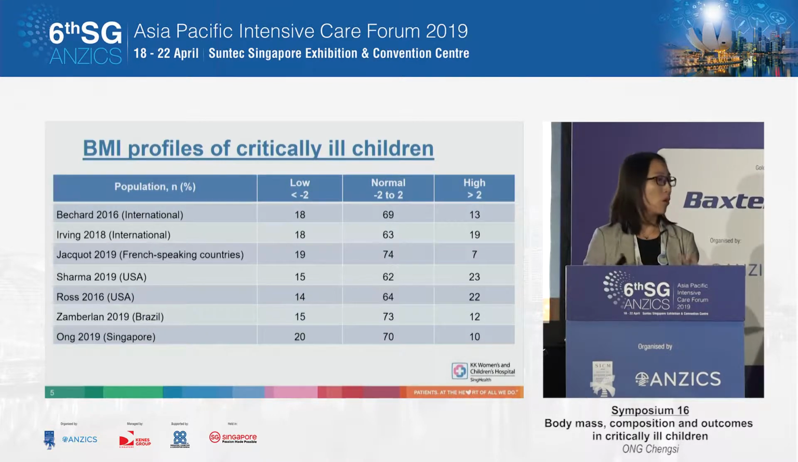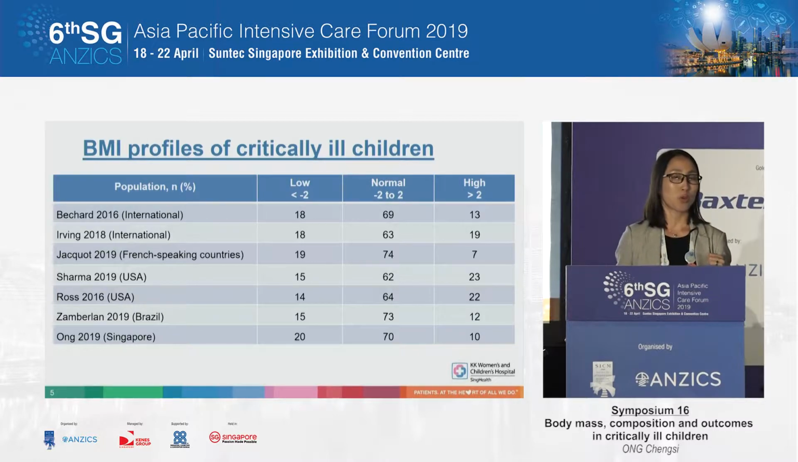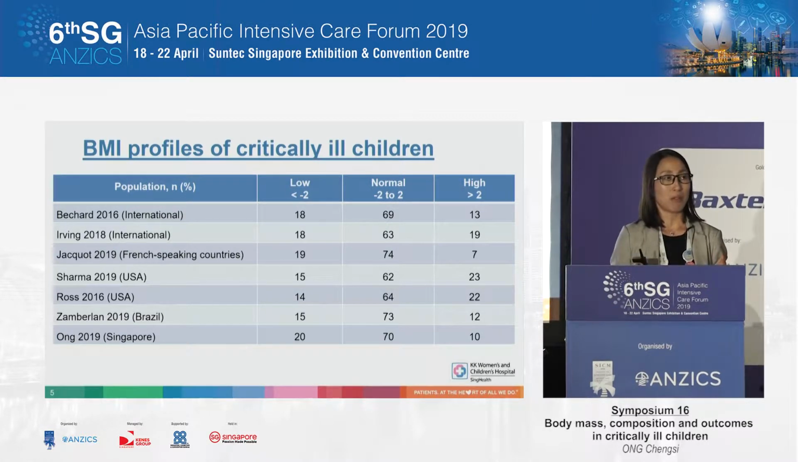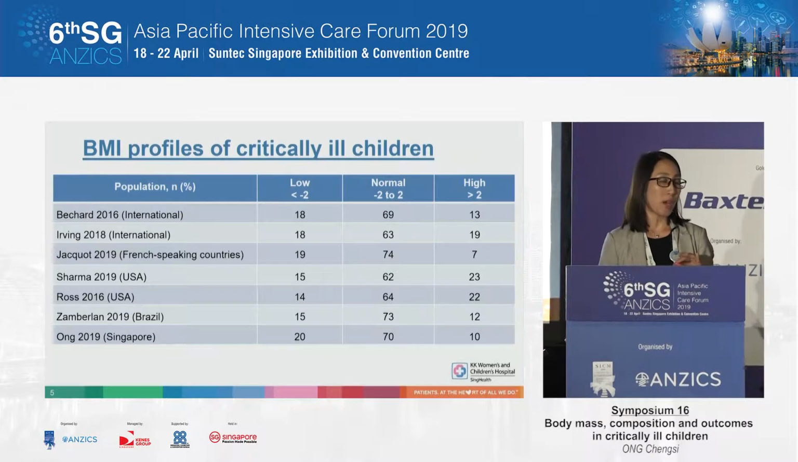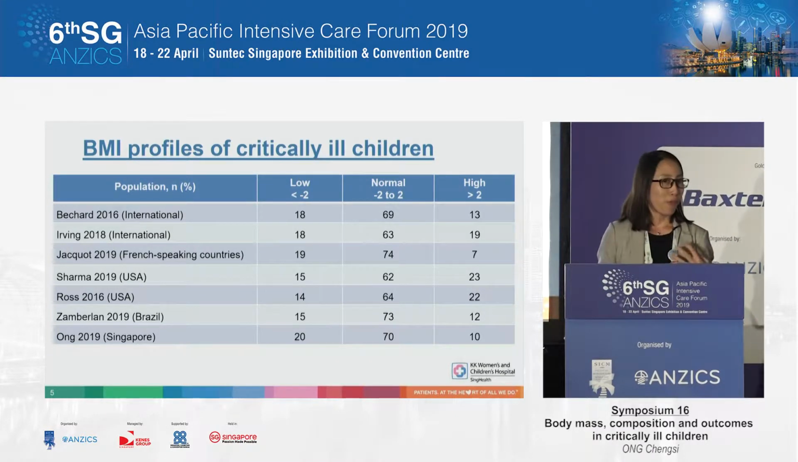This is data from all over the world. We have some from international data. So the Pediatric International Nutrition Survey 2 shows that most of the children have normal BMI Z-scores, about maybe 60 to 70% of them. And then there are some with low BMI Z-scores and some with high BMI Z-scores, and it really depends on which part of the world you are in. The French-speaking countries appear to be the leanest. The Americans appear to be of higher BMIs.